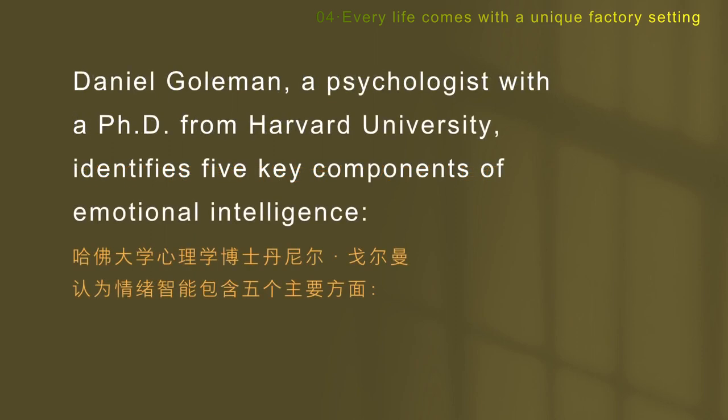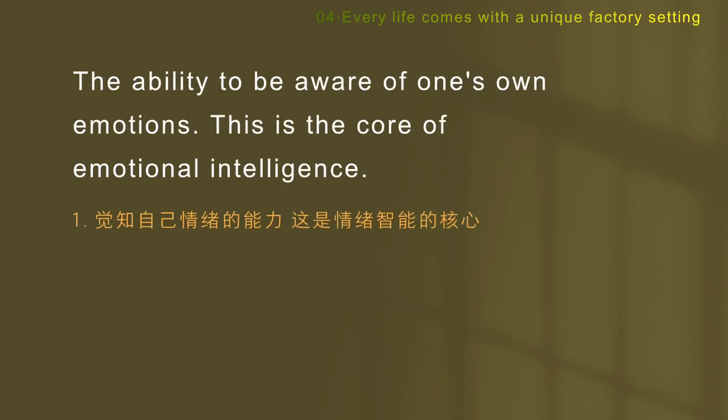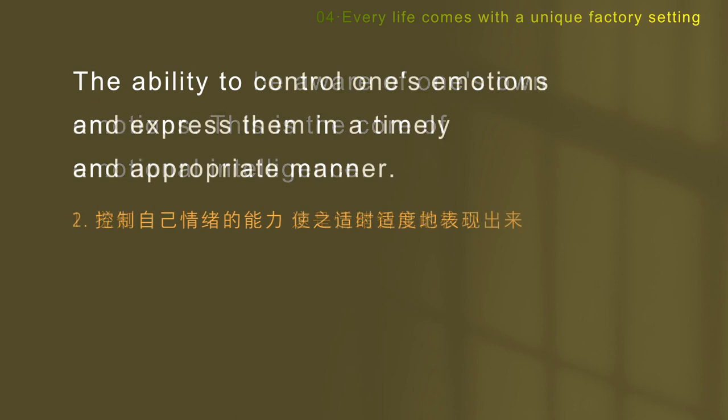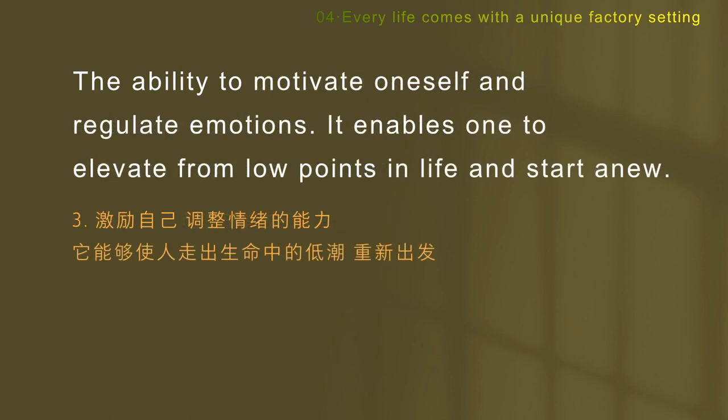Daniel Goleman, a psychologist with a PhD from Harvard University, identifies five key components of emotional intelligence. Number one, the ability to be aware of one's own emotions. This is the core of emotional intelligence. Number two, the ability to control one's emotions and express them in a timely and appropriate manner. Number three, the ability to motivate oneself and regulate emotions. It enables one to elevate from low points in life and start anew.